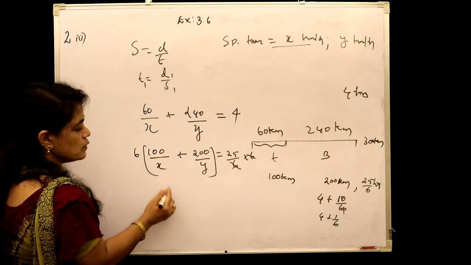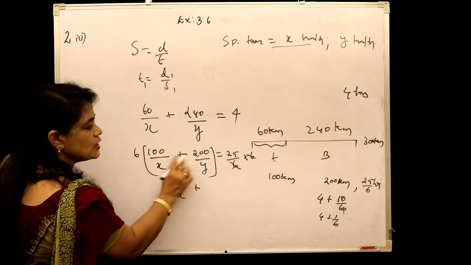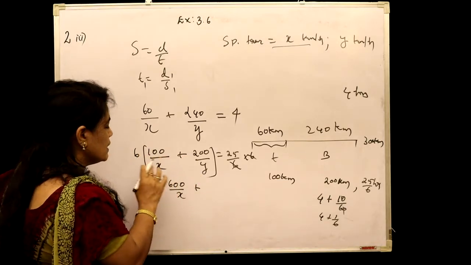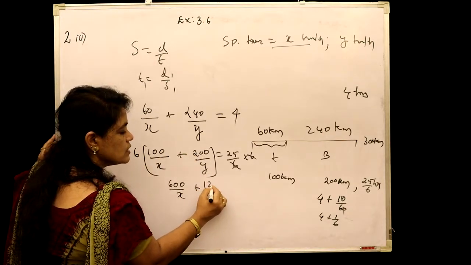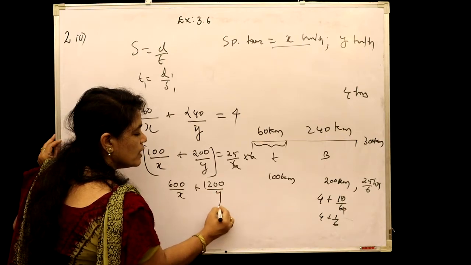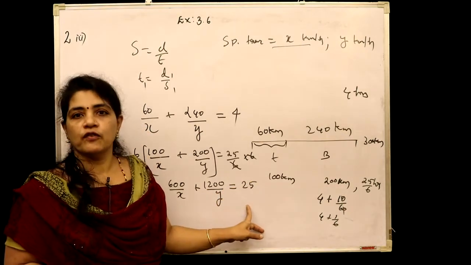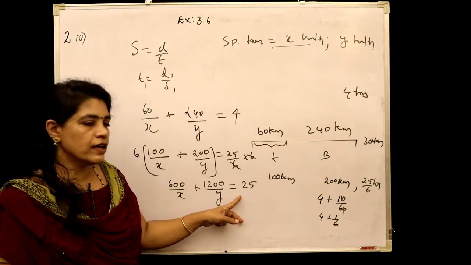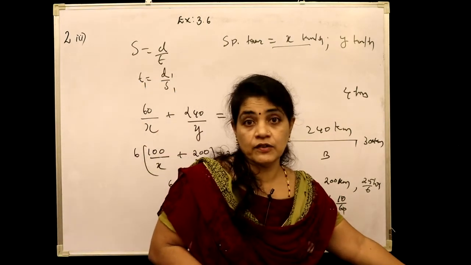So 6 into 100, 600 by x plus 6 into, we are opening the bracket by multiplying the number outside, so 200 into 6, that is 1200 divided by y. Now this is free from the denominator 25. That idea is clear, children? How this 25 comes is clear?